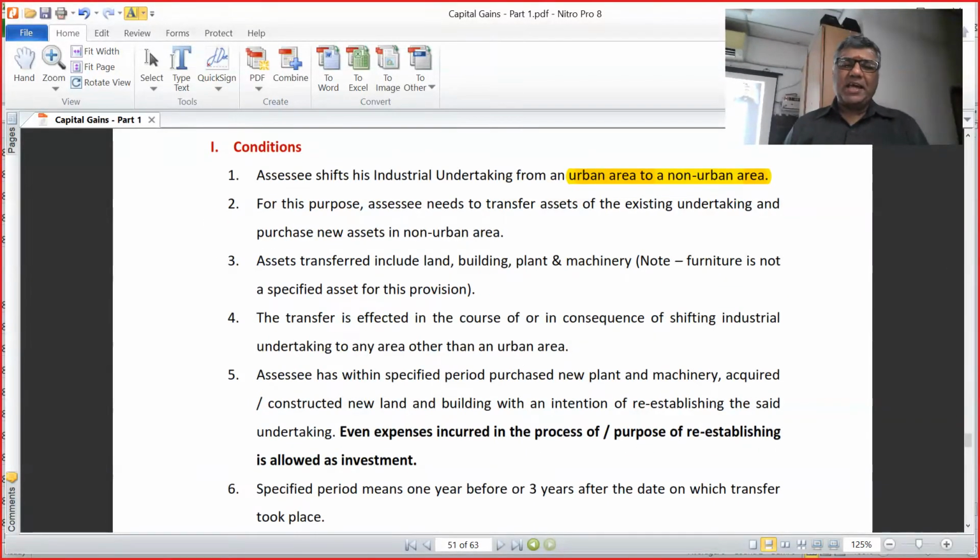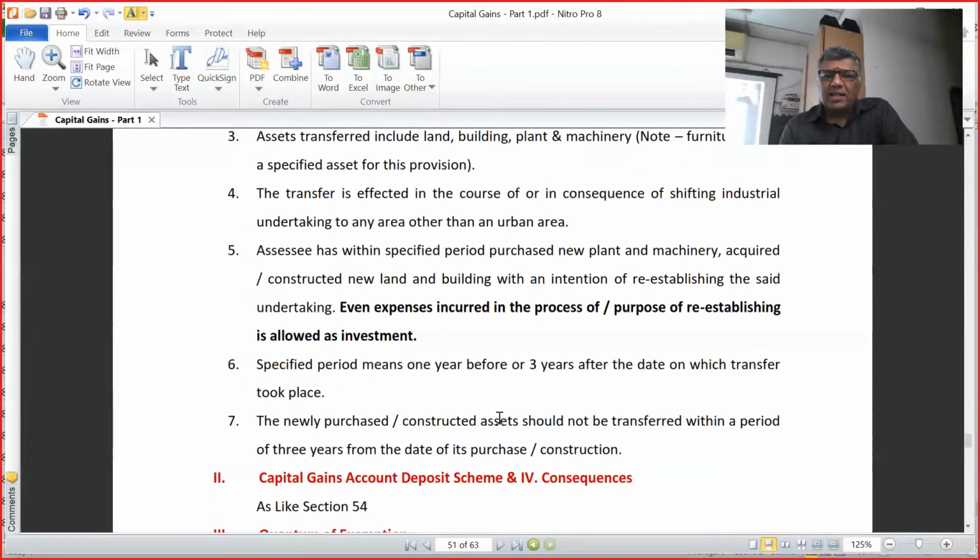The transfer is effected in the course of, or in consequence of, shifting of the industrial undertaking. The assessee, within the specified time period, purchases new plant and machinery, or acquires new land and building, with the intention of re-establishing the undertaking. Even expenses incurred in the process of re-establishing are allowed as investment. Specified period means 1 year before or 3 years after the date of transfer. Even if you buy land there and sell your land and building, majority of the time that is what happens, that can also be claimed.